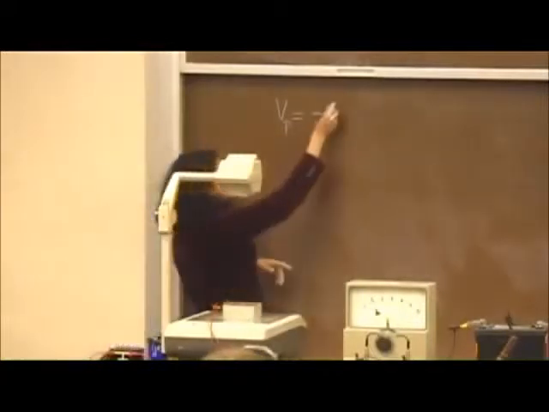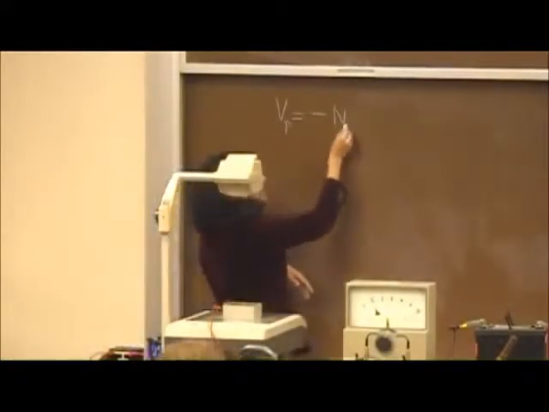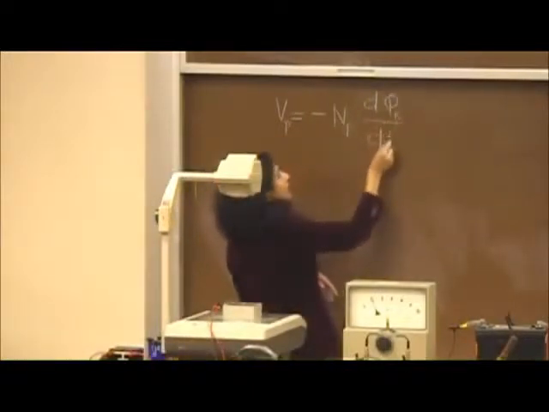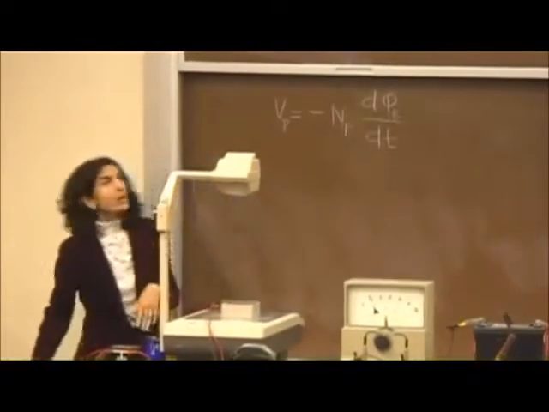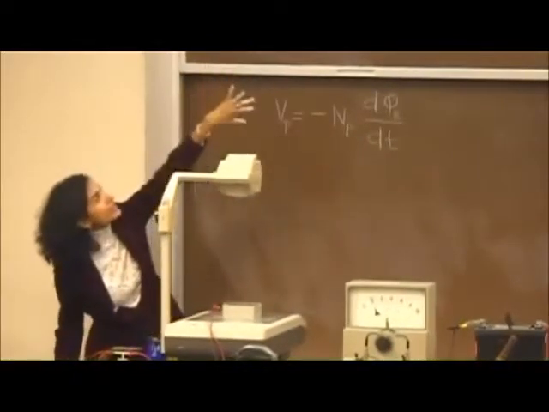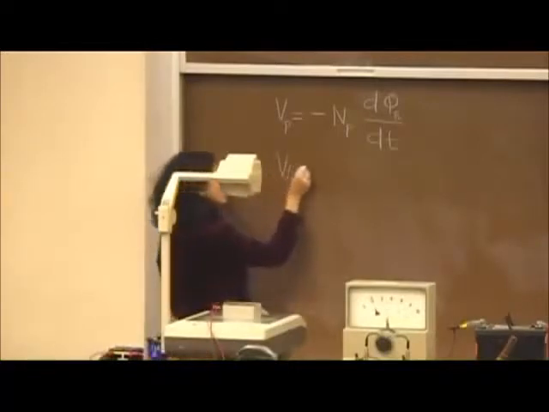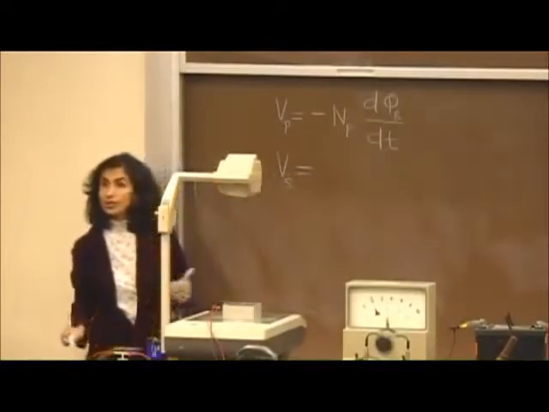Minus, should it be N dΦ/dt? Right, so minus N_p dΦ/dt. Similarly, since all these magnetic field lines are looping through the secondary, who wants to tell me what should be an expression for the EMF induced in the secondary?